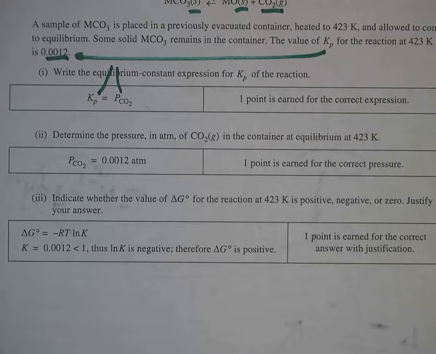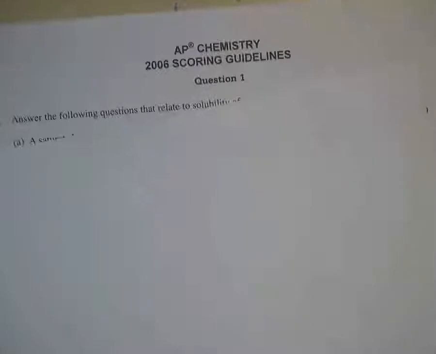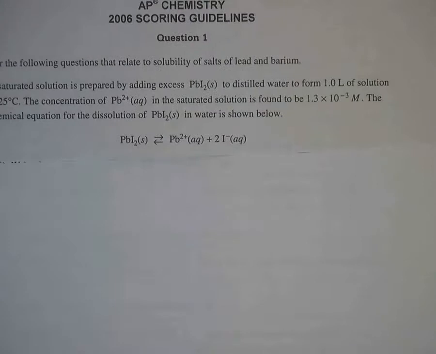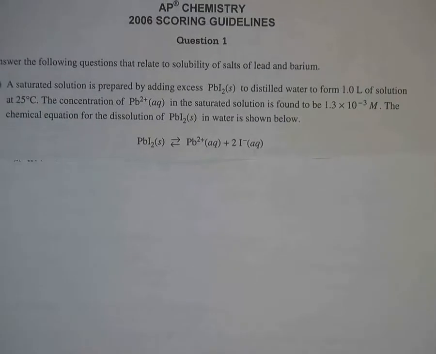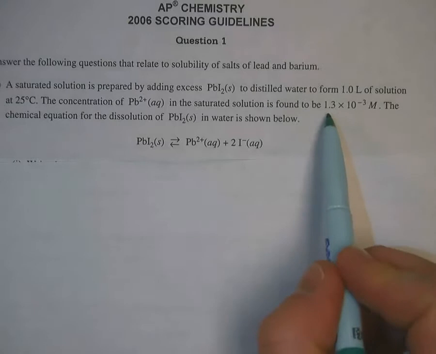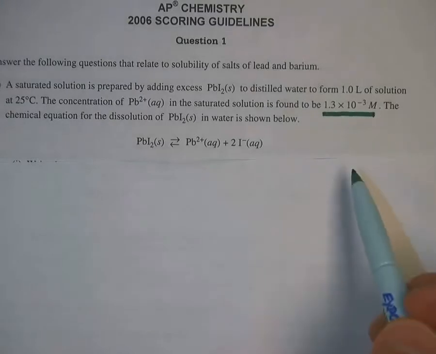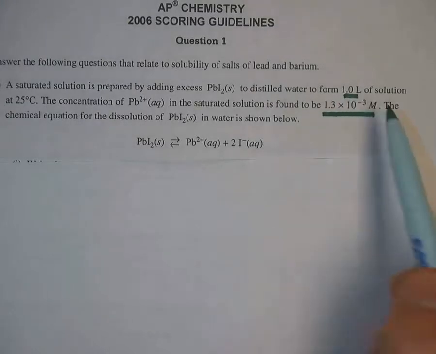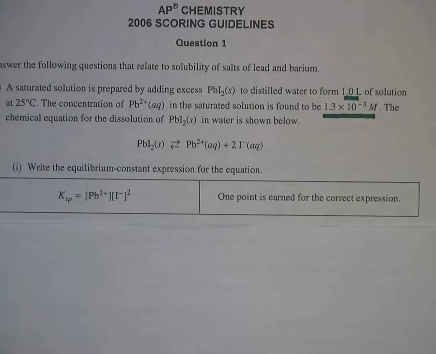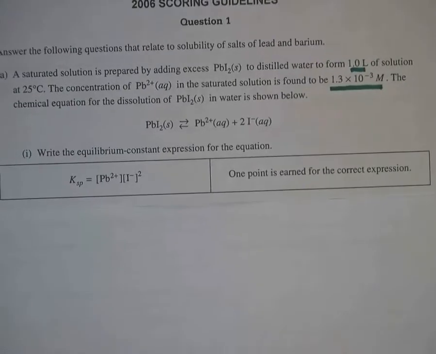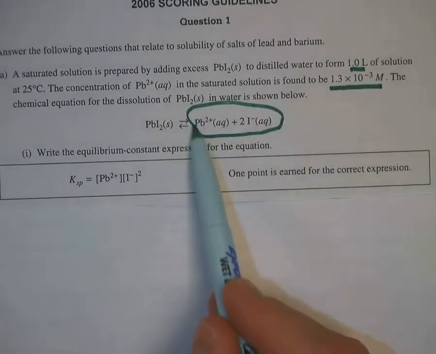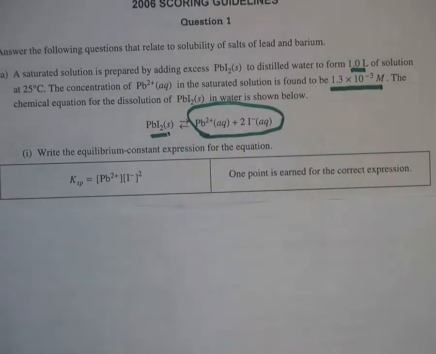Let's look at another one. This is from 2006. Another solubility one. This one has PbI2. Gives us some info right here. Tells us the concentration of Pb plus 2 in solution. Tells us it's 1 liter. Write the equilibrium constant expression. Products. But don't put the reactants in there because it's a solid.